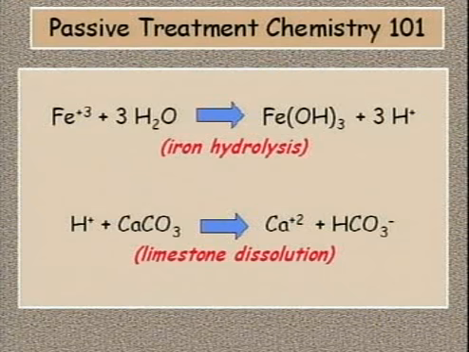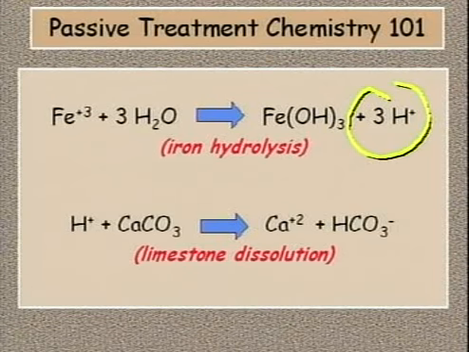This first equation, which you've seen already, shows the reaction of iron and water, called hydrolysis, to form iron hydroxide. I think we called it rust earlier, and sometimes it's called yellow boy. Note that 3 hydrogen ions are produced in this reaction right here. So what's going to happen? Right, the pH will drop from the increased hydrogen ion concentration as this reaction proceeds to completion or reaches equilibrium.